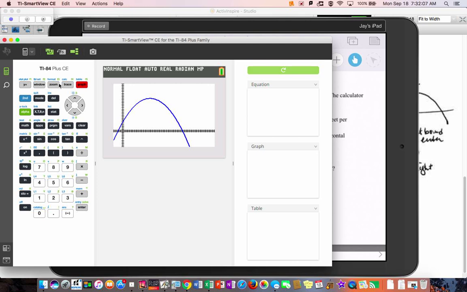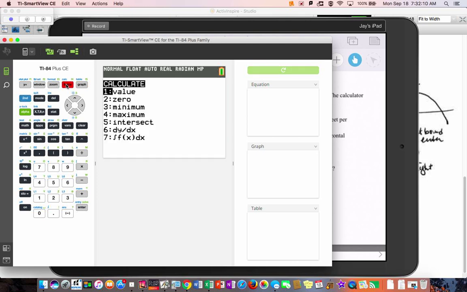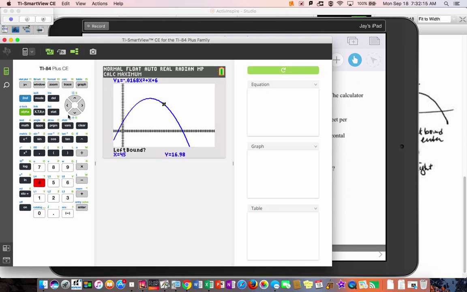I can go ahead and find second trace, calculate the maximum, and it will say guess on the left, so move your cursor not too close to the top, hit enter, then on the right, and for guess. So a maximum height of 29 feet, or excuse me, at about 30 feet down the field, it has a maximum height of almost 21 feet in the air.